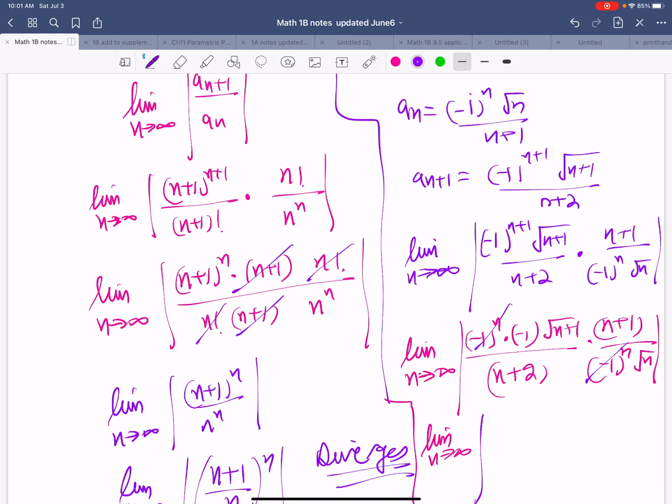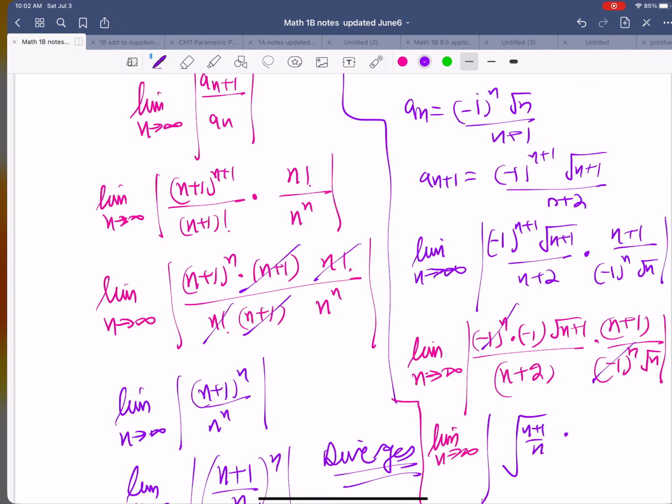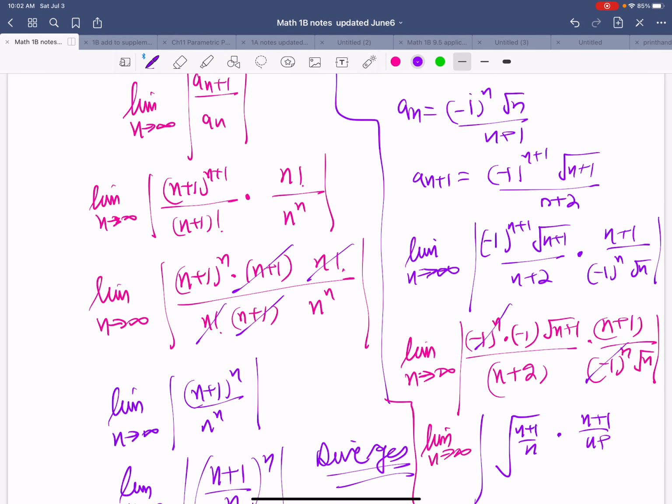Now in my absolute value sign, I can write it as (n plus 1) over n times (n plus 1) over (n plus 2). I can just separate the two. I do have a negative 1 somewhere in the absolute value sign as well, but I'm going to get rid of that because I do have the absolute value sign. The negative can disappear in there, so I'm not going to bother about that.